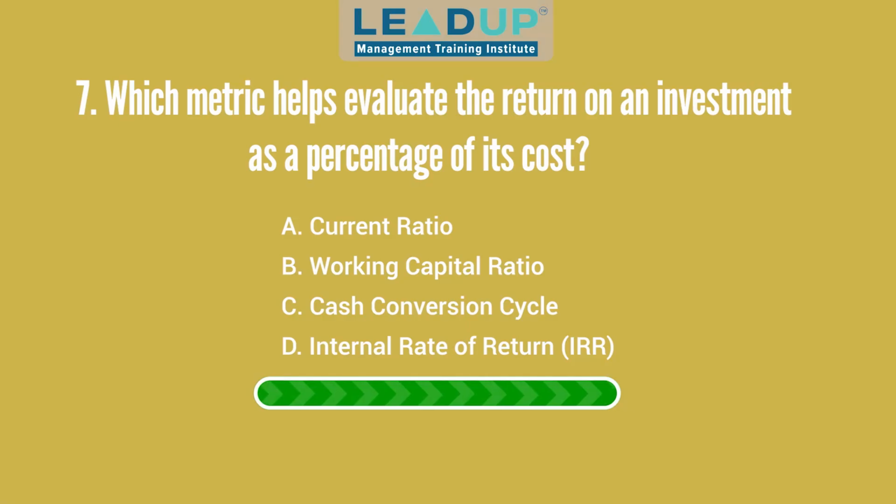Question 7. Which metric helps evaluate the return on an investment as a percentage of its cost? A. Current ratio, B. Working capital ratio, C. Cash conversion cycle, and D. Internal rate of return, IRR. The answer is internal rate of return, IRR.